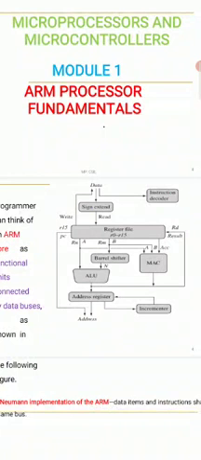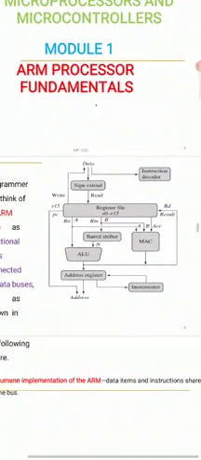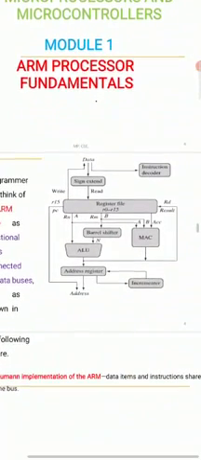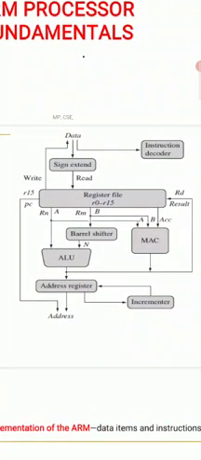Now, the next question we are going to study is: explain the ARM core data flow model with a neat diagram. The ARM core data flow model, or the same question can be asked as the von Neumann implementation of ARM. This is a diagram you have to draw very neatly.